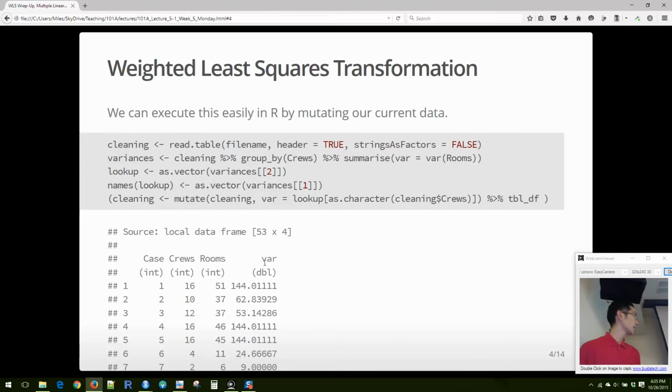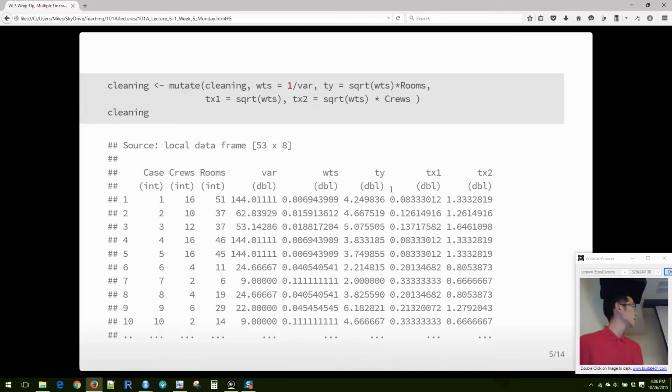Okay, so this is where we left off. We added the variance column. We created that lookup table. Remember the lookup table with the variances? We created that, and we used that to attach the variance column here. We're going to further mutate this. I'm going to have weights, which is going to be 1 over variance, transformed y, which is the square root of the weights times the original y, transformed x1, which is just the square root of the weights, and transformed x2, which is the square root of the weights times our original x variable. So all of these are here now: transformed y, transformed x1, transformed x2.